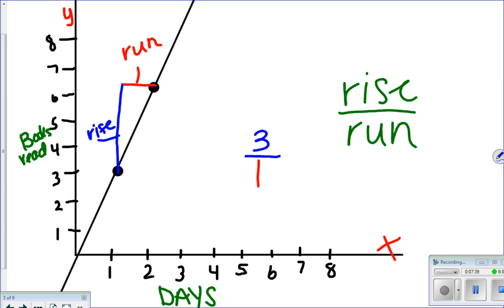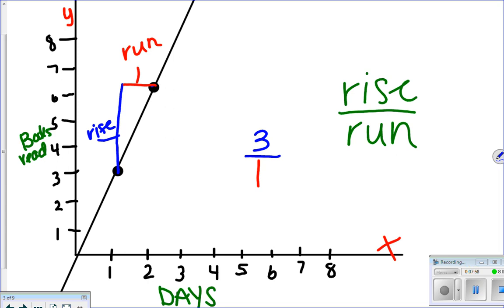Okay, so remember, I'm going to start at my lowest dot, and I'm going to go up as far as I can to get even with that next dot. To me, that was 3 spaces because I went 1, 2, 3 spaces. And then I have to go over that 1, and that would be considered my run. Okay, so my slope is 3 over 1.